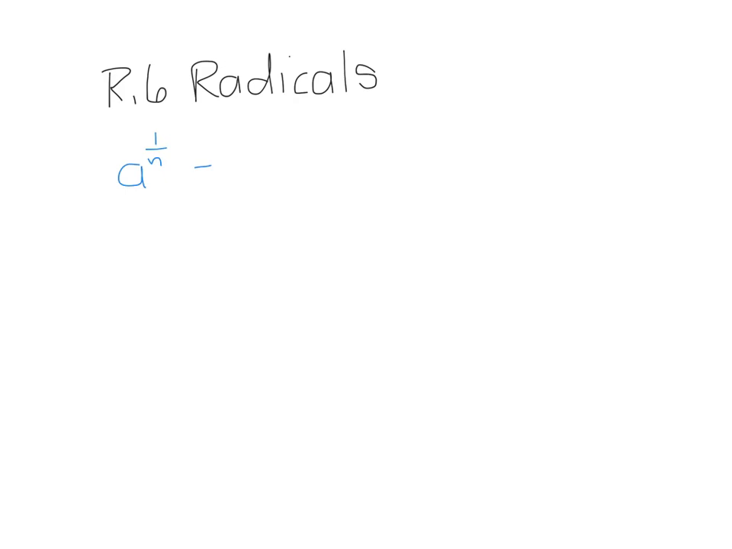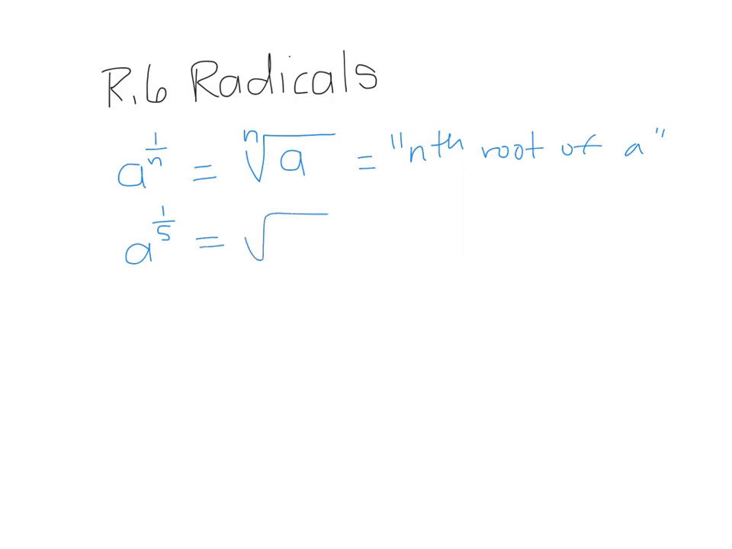If we want to use radical notation, we're going to use that root notation, and to identify which root it is, we put the n, whatever the root is, right there in the notation. Okay, so a to the 1 over n can be written as the nth root of a. So in words you would say nth root of a. So if we had a to the 1/5, we would write that as the 5th root of a.